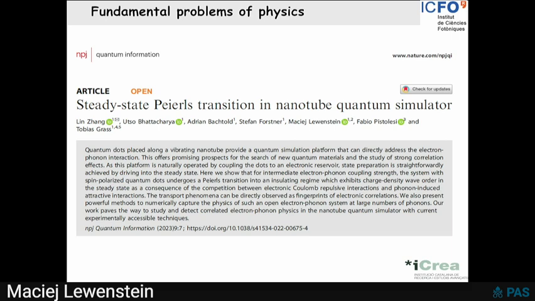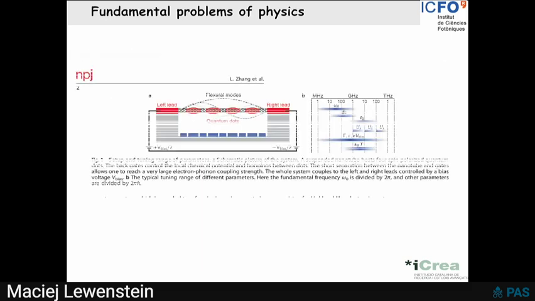So you can study the properties of this system. You can also study transport, which we have done in this second paper. In this case, it's the same system, except that you have a left lead and a right lead, so you can study how the transport changes as the properties of the system change.